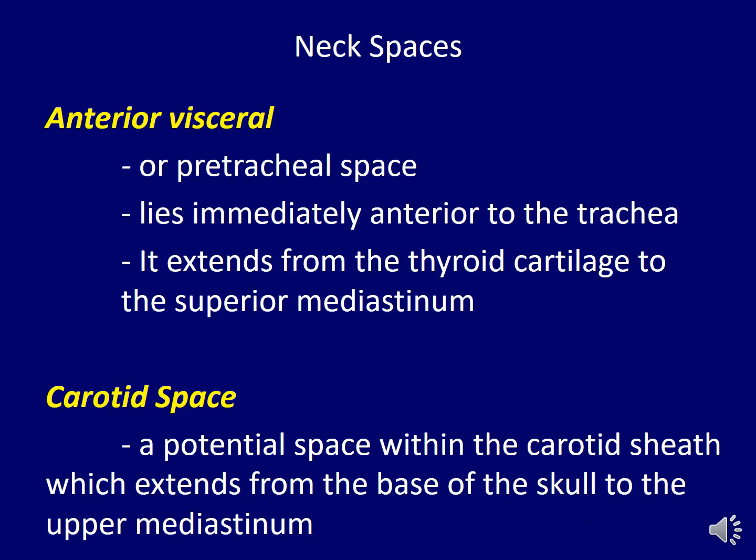So the anterior visceral space, which is also known as the pretracheal space, lies immediately anterior to the trachea, and it extends from the thyroid cartilage to the superior mediastinum. The carotid space is a potential space within the carotid sheath which extends from the base of the skull to the upper mediastinum.